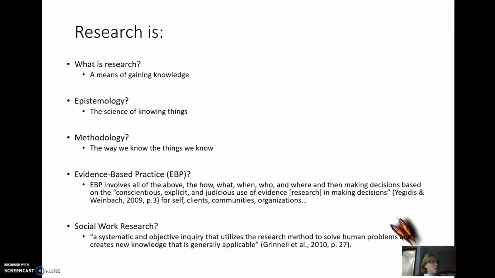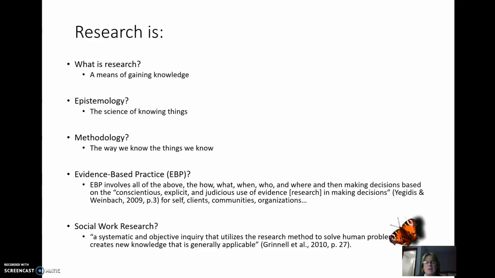So what is research? Basically, it's a means of gaining knowledge. So we do research to learn more about things. Epistemology is the science of knowing things. And methodology, which you will learn about this quarter a little bit, and then in next quarter in Research 2 you'll learn a little bit more about methodology. But this is the way we know things. Do we do an interview? Do we do a survey? Did we have a questionnaire? Did we observe things? So it's the way that we know things. It's kind of the recipe.